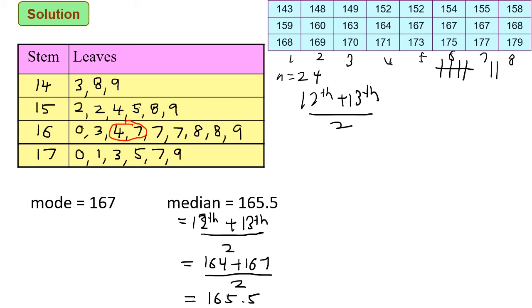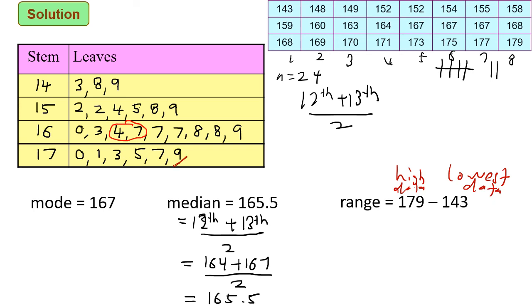And then lastly, about the range. So remember the range refers to the highest data minus the lowest data. So the highest would be here 179 and the lowest one is 143. So we subtract 179 with 143. So the difference would be our range, that is 36.